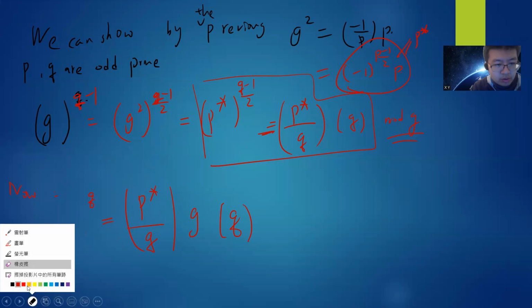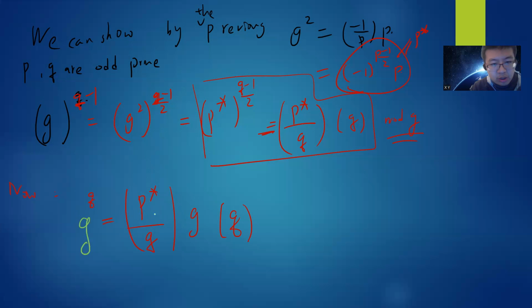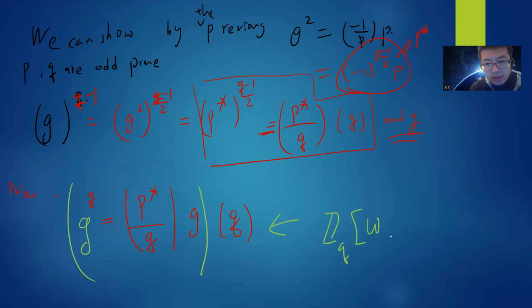Very bad notation, sorry about this. G to the Q is (P star Q) G_Q. When I write this mark Q, Q is not a non-integer. You should view this as Z to the Q with the roots of unity, in terms of P. So this is the ring, some commutative ring, some algebraic integer. But that doesn't matter.